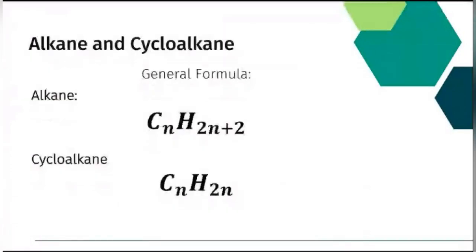For alkane and cycloalkane, we have the general formula. CnH2n plus 2 is applicable for all alkanes. From 1 carbon to 10 carbons, they all follow this general formula. For cycloalkane, since it's a cyclic structure of hydrocarbon, there will be fewer hydrogens in its structure. So CnH2n is its general formula.